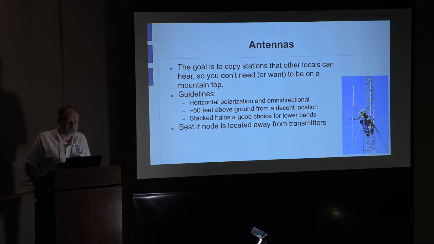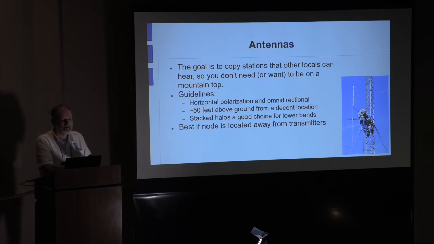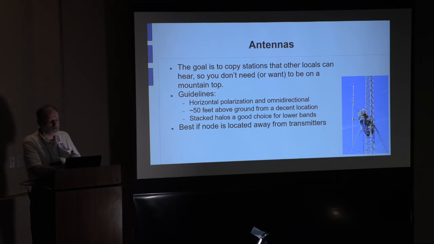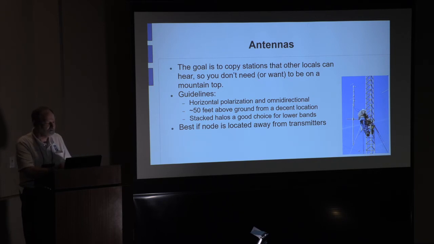The antennas are fairly modest, because the idea here is you don't want to have a huge Yagi up on top of a mountain. To get interesting and useful data, you want signals that other people can hear. So really, it's a fairly modest antenna system. You want horizontal polarization and maybe 50 feet off the ground. And stacked halos work really well for 6, 2, 432.